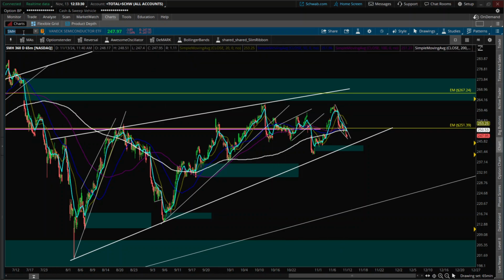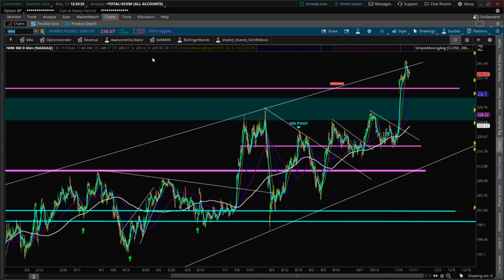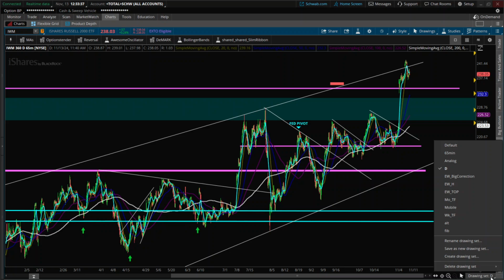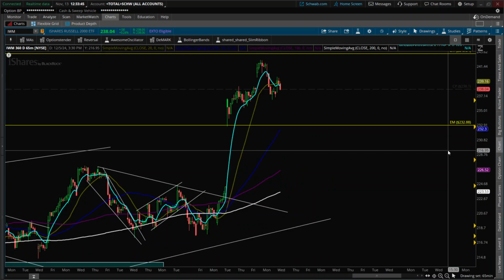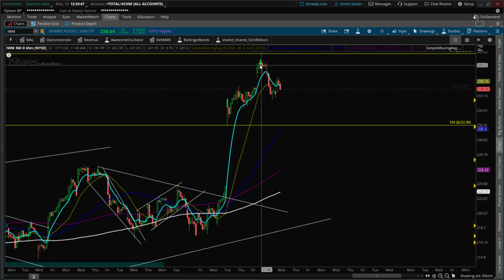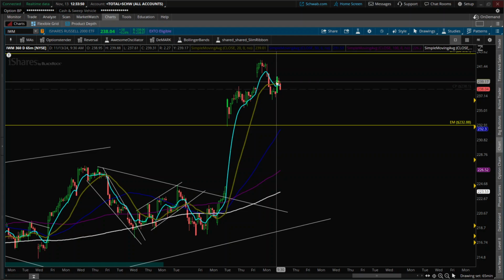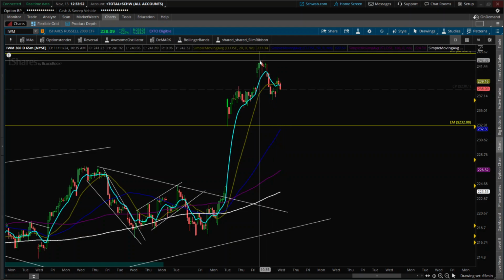IWM starts to break down. All right, so it's kind of in a setup in itself right now. And you see the top of this wedge, fake break. We're down underneath, back tested. And at this point, I feel as if we're just getting a lower high. So IWM might have had its high in.